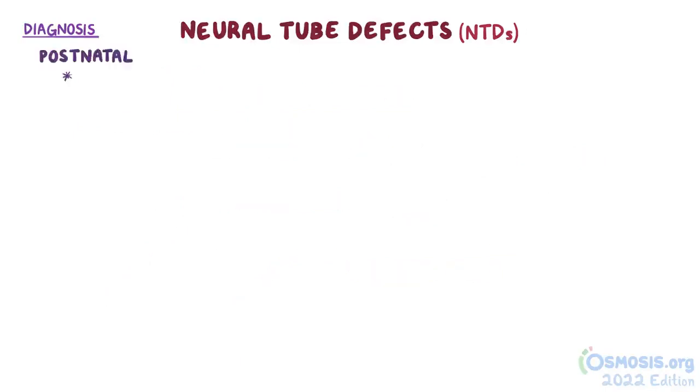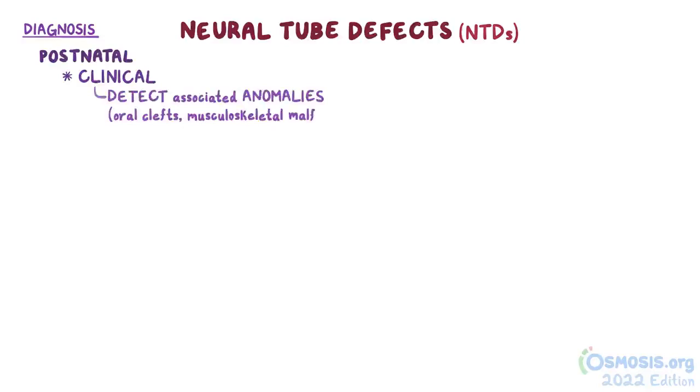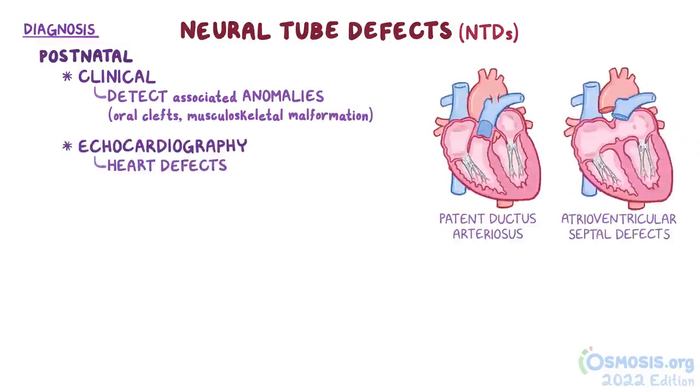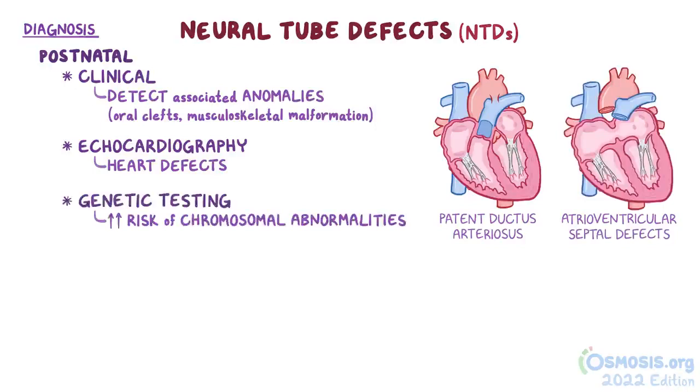Postnatally, diagnosis is clinical, but a series of other tests are required to detect any associated anomaly. On examination, oral clefts and musculoskeletal malformation are the most commonly observed associated anomalies. Echocardiography might detect heart defects like patent ductus arteriosus and atrioventricular septal defects. Those with neural tube defects are at increased risk of chromosomal abnormalities, especially if other anomalies are present, so genetic testing might also be indicated.